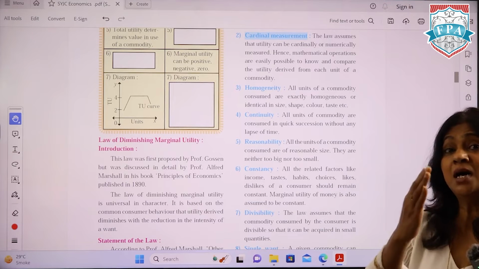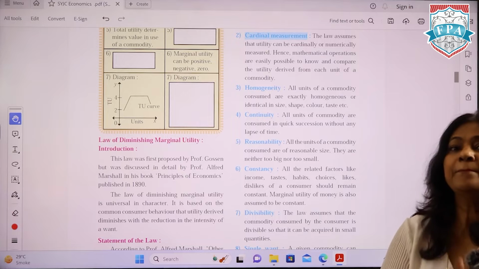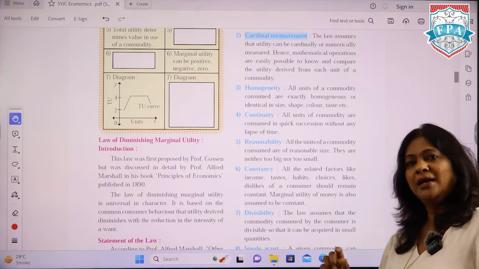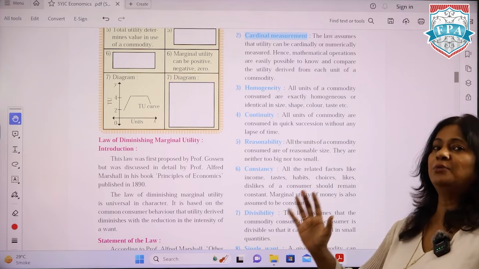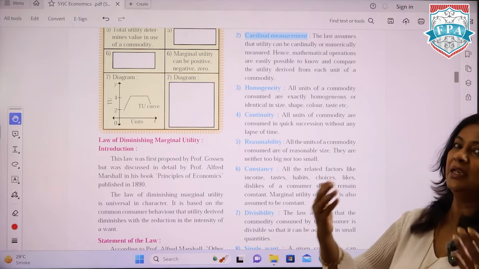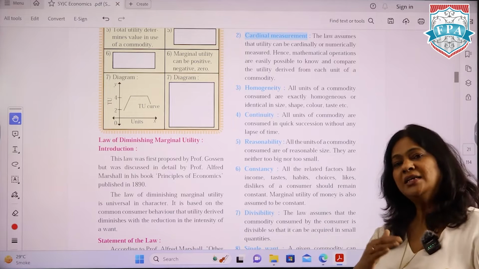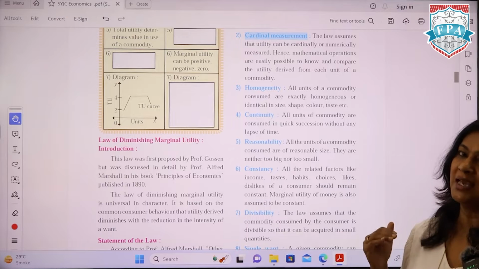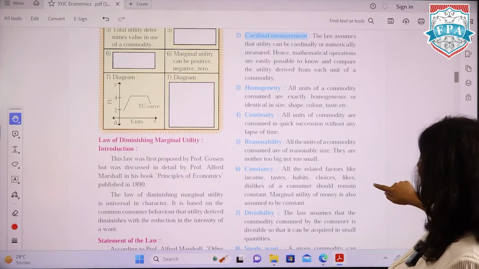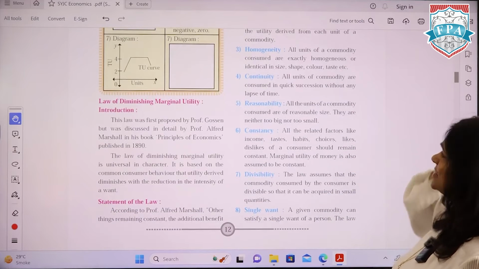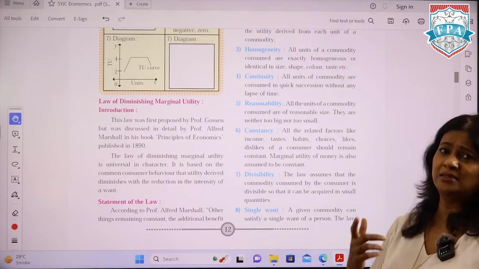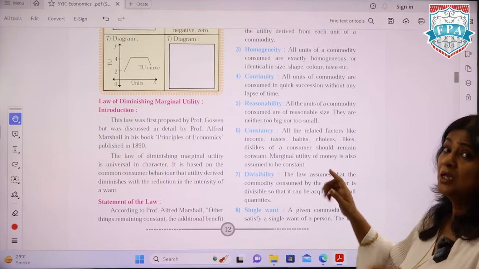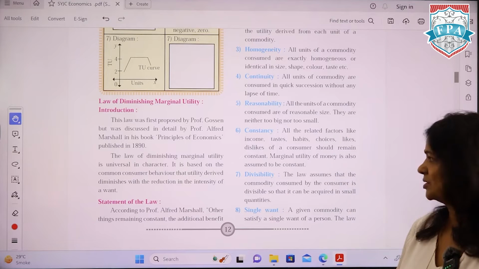If I'm consuming a homogeneous product, then MU is falling and TU is increasing till the time MU is positive. TU keeps on increasing. TU becomes highest when MU is 0, and I should stop once MU is 0. So it talks about constancy, that is all related factors like income, tastes, habit, choices, dislikes of a consumer should remain constant. They should not change.